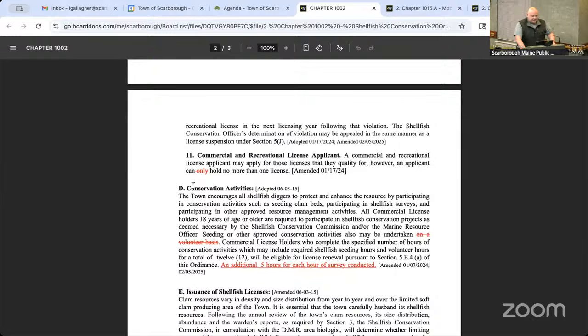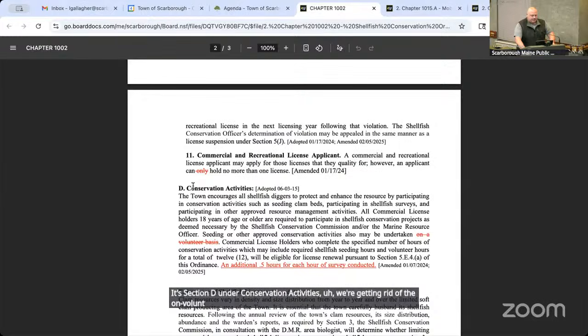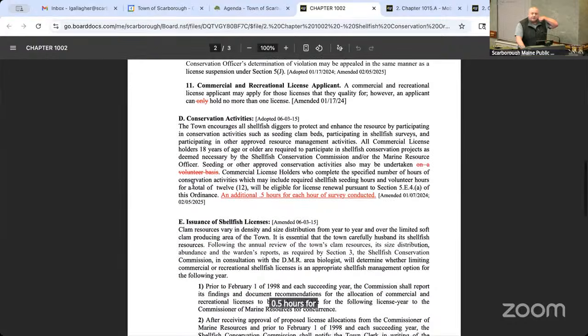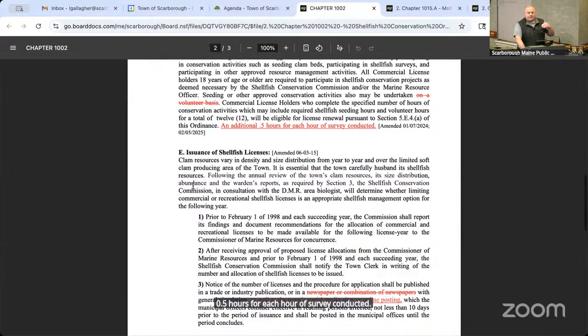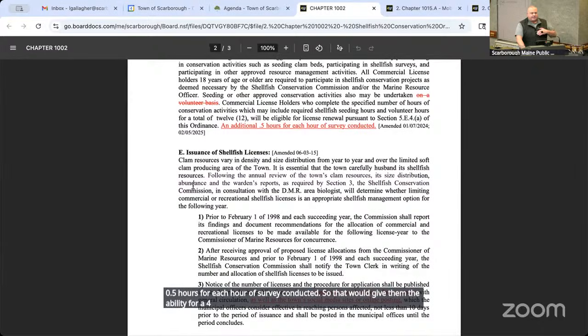It's section D under conservation activities. We're getting rid of the on voluntary basis. We're adding also an additional 0.5 hours for each hour of survey conducted. So that would give them the ability for a 4-hour survey to give them 6 hours towards their conservation effort time.